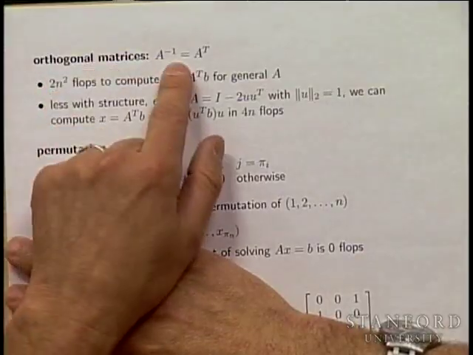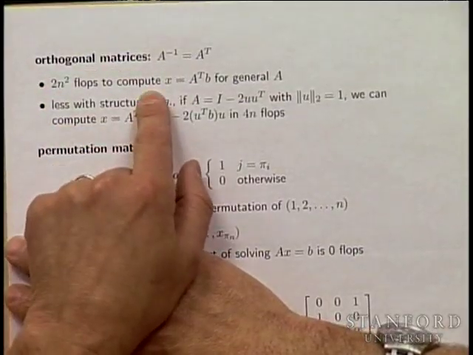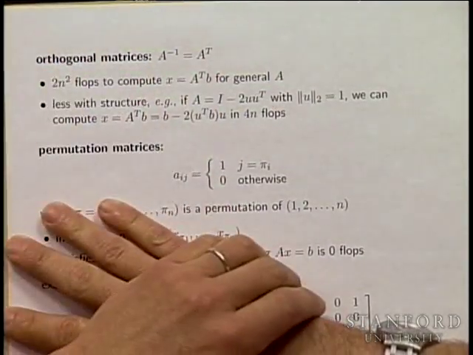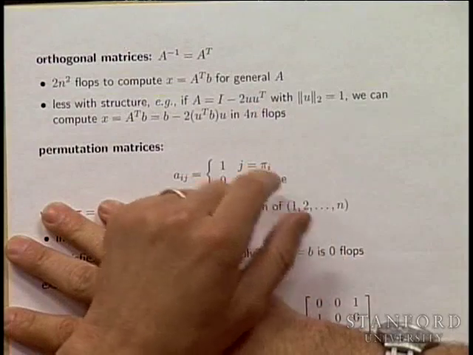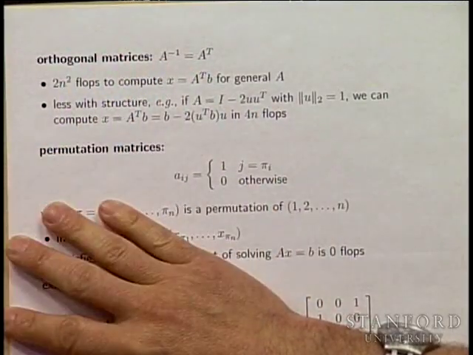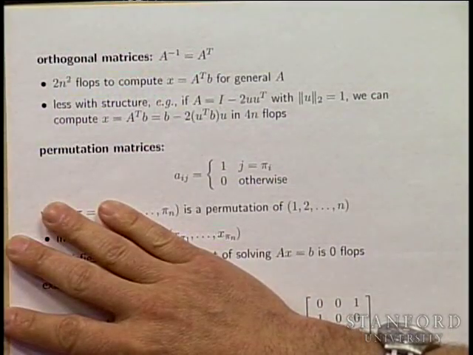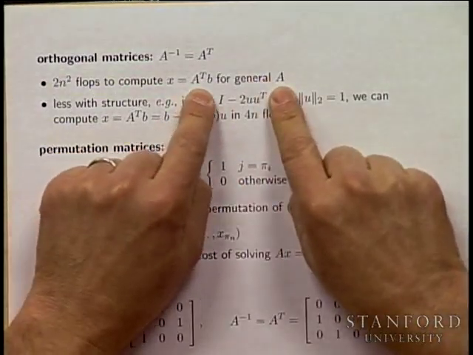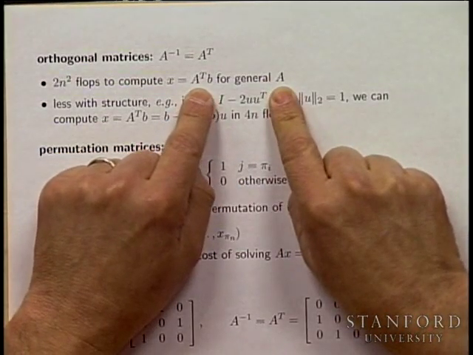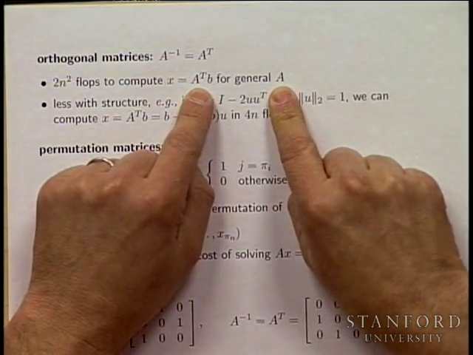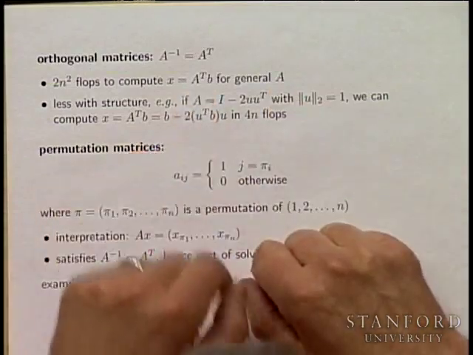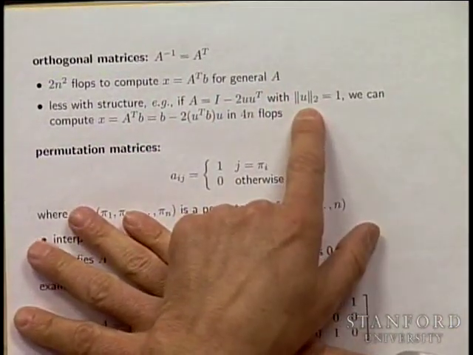Well, there's lots of others. You can have an orthogonal matrix. If a matrix is orthogonal, then basically the inverse is the transpose. So you multiply by the transpose. And that's for general A. But in fact, often an orthogonal matrix is stored with a different data structure. One common data structure would be a product, just for example, of matrices of this form. That's a very common data structure used to describe an orthogonal matrix. And here, you have norm u equals 1.